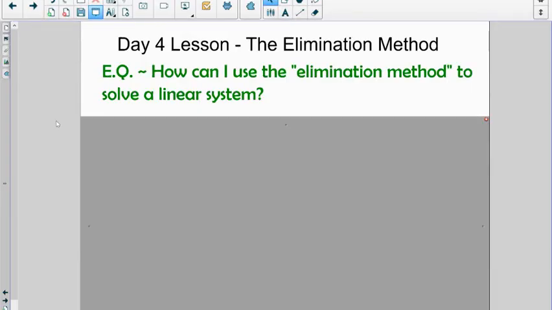All right, today let's talk about the elimination method as a way of solving linear systems. If you're following along with notes, you may want to copy things down. Here's your topic and essential question for today. Feel free to pause at any time during the video if you need additional time to write things down.